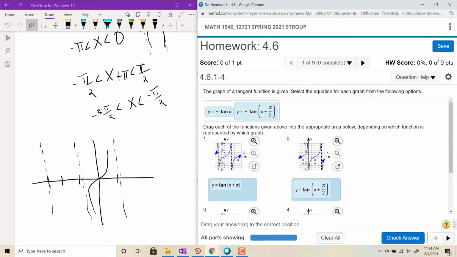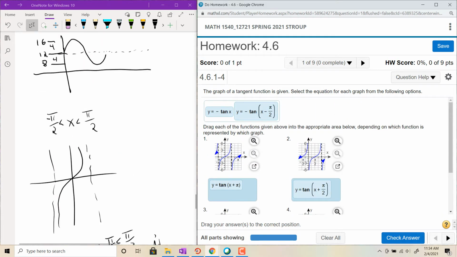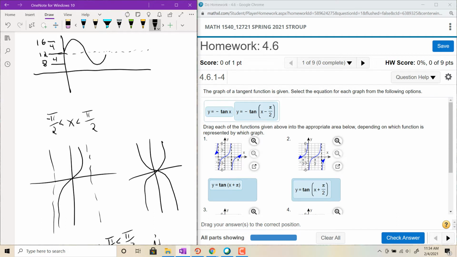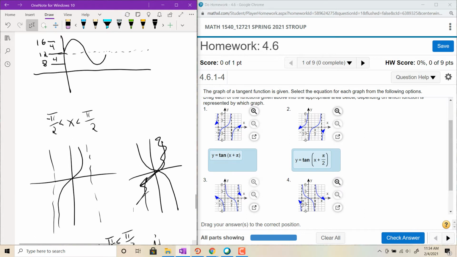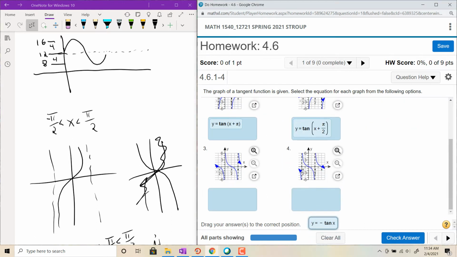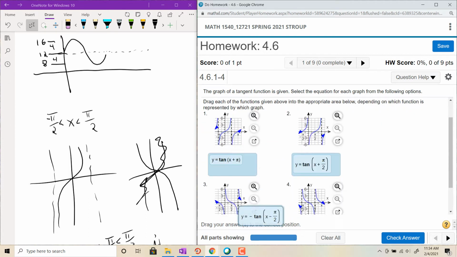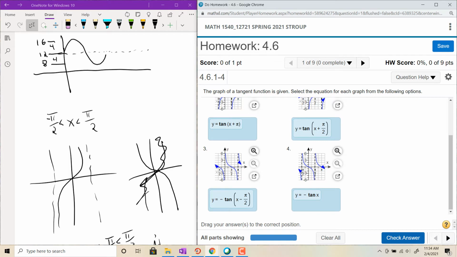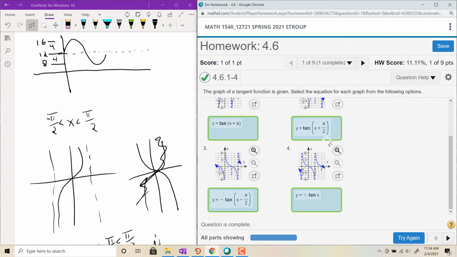Negative tan x is just going to be this guy here, but then rotated about the x-axis. So it should go like this and then rotate, and it's like this, right? So it's going down instead of up, and it's going through the middle. So this guy is this guy. And then by process of elimination, this guy must be this last guy. I'm not even going to check. Okay.